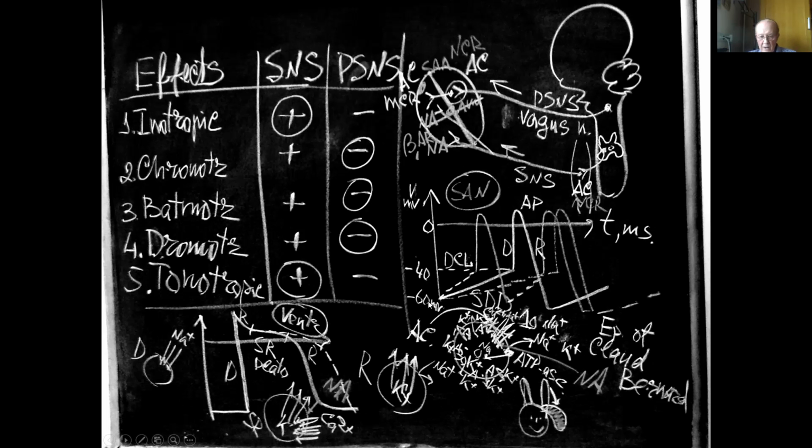receptors, increase the rate of the slow diastolic depolarization. This is the first line, which depends on the noradrenaline. It increases the permeation of the calcium ions and the frequency increases. This is the positive chronotropic effect.